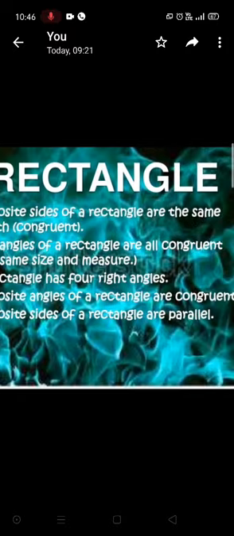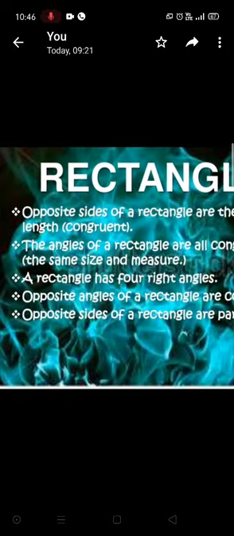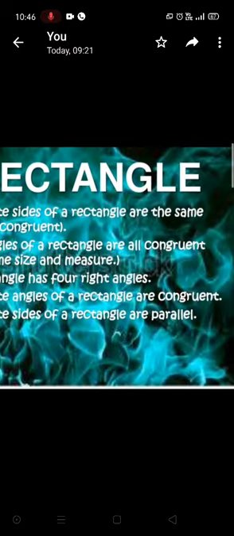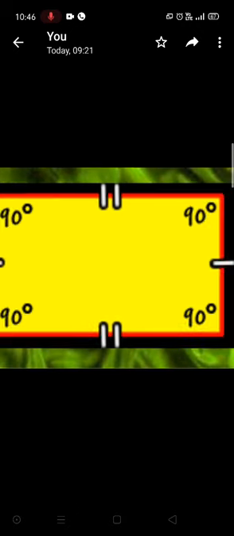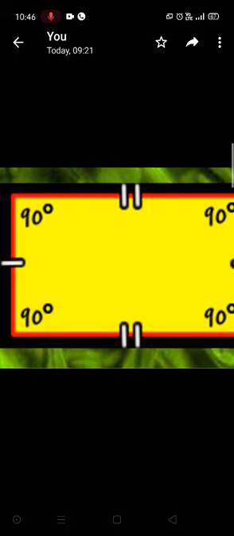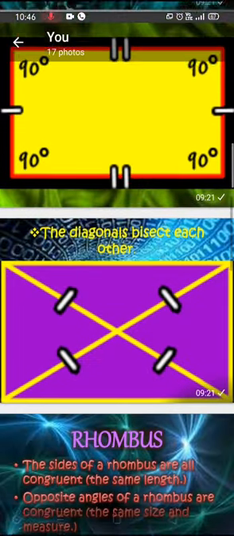Okay, now see the properties of a rectangle. Opposite sides of a rectangle are the same length. Yes, opposite sides of a rectangle are equal. Angles of a rectangle are congruent. Yes, equal. You can see in this figure. Each angle is 90 degrees. Okay, it is also a parallelogram. You can see the diagonals of a rectangle bisect each other and are equal also. But the diagonals bisect each other not at 90 degrees, remember.